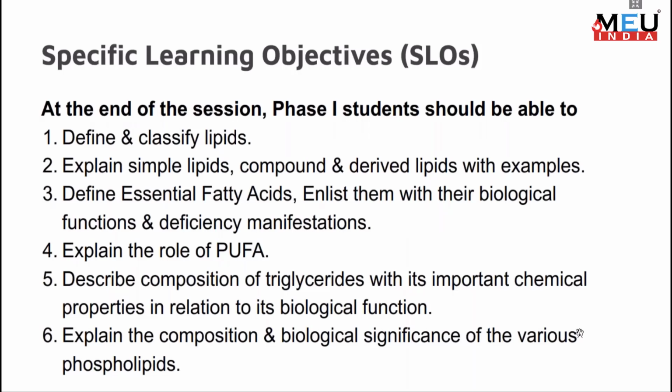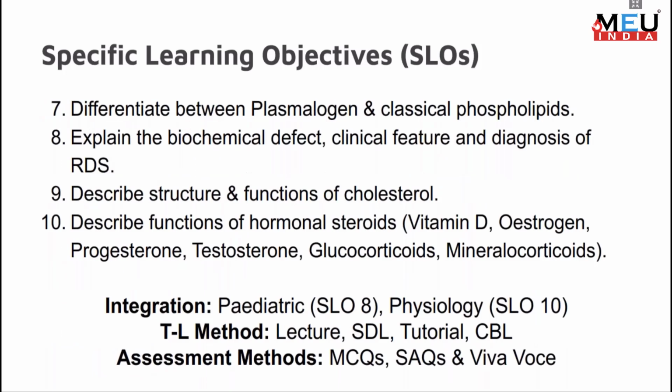classify lipids, explain simple, compound, and derived lipids with their examples, define the essential fatty acids, enlist them with their biological functions and deficiency manifestations, explain the role of polyunsaturated fatty acids, which are the essential fatty acids, describe the composition of triglyceride with its important chemical properties in relation to its biological functions, specifically the acidity and all this. Explain the composition and biological significance of various phospholipids. Then differentiate the plasmalogens, which are the ether lipids, from the classical phospholipids.